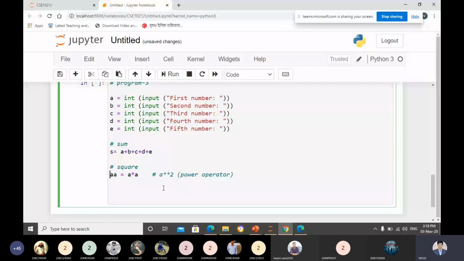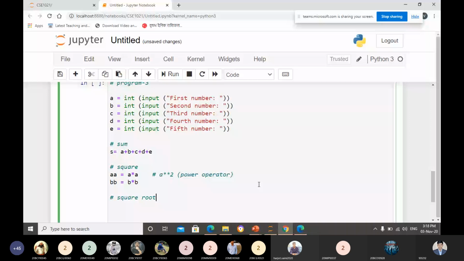You can use it like this one. So we have BB is equal to B into B. I'm just taking only two values for understanding purposes. And next, what we have? We have the square root. Please tell me how to find the square root. If I need to find the square root of A, then how do we find it? Use the power, double star and 0.5 power.